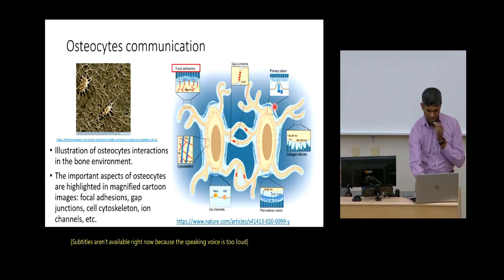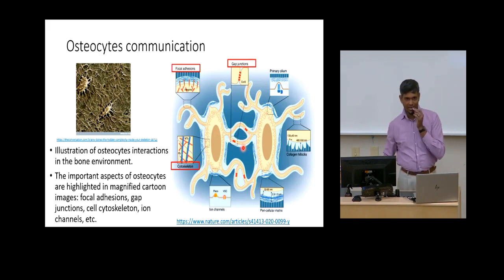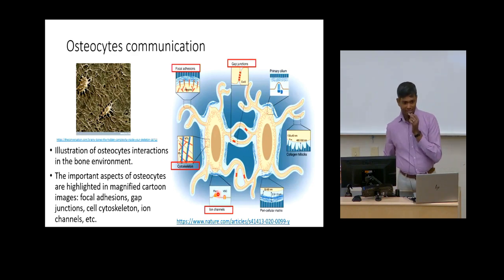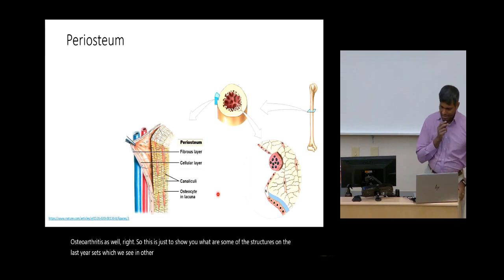For example, here are the focal adhesions, right, which are connecting the projections of the osteocytes to the surrounding bone matrix. And then here are the cytoskeletal proteins found inside the osteocytes. And then here are the gap junctions. So here between the two osteocytes and their dendritic projections can communicate with one another. And finally, there are also ion channels here found in the osteocytes as well, right? So this is just to show you what are some of the structures found in osteocytes which we see in other cells.